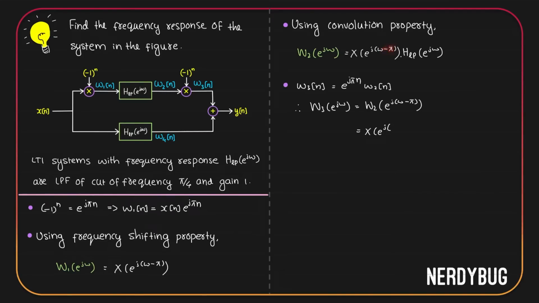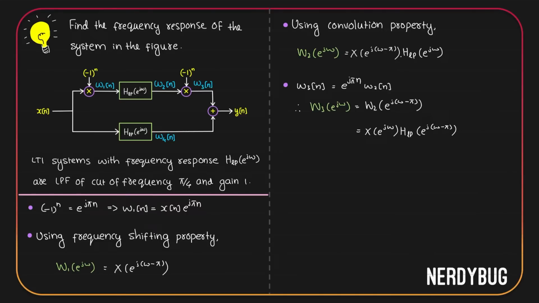And there is another minus pi, so that will become omega minus 2 pi. HLP of e to the power j omega minus pi. But we know discrete time Fourier transform is periodic with a period 2 pi. So X of e raised to j omega minus 2 pi will be equal to X of e raised to j omega. Let us replace it.